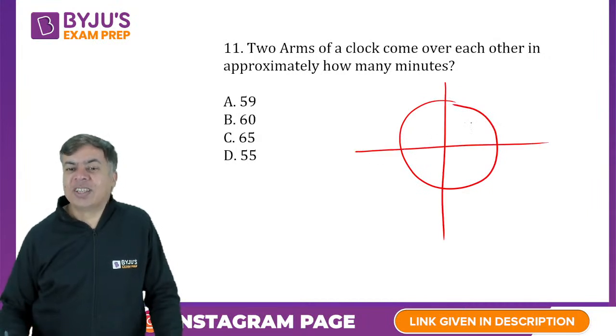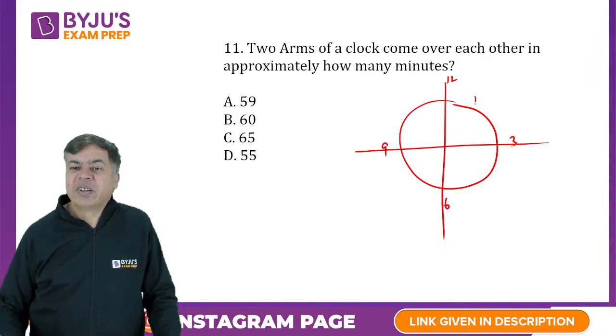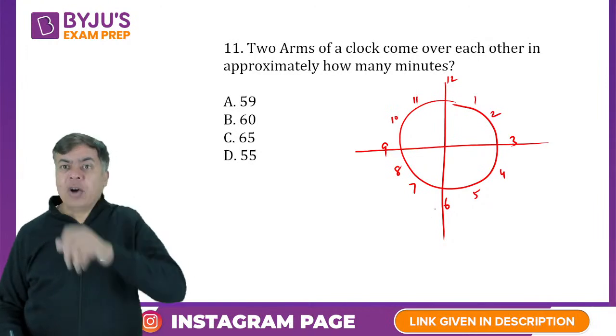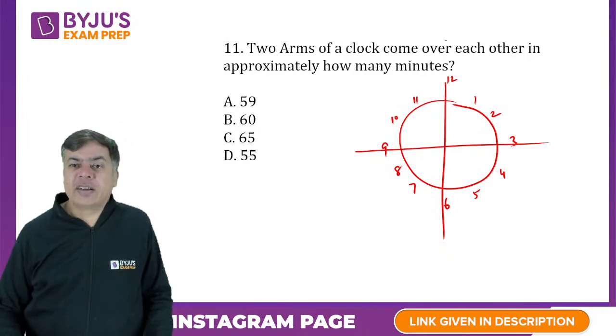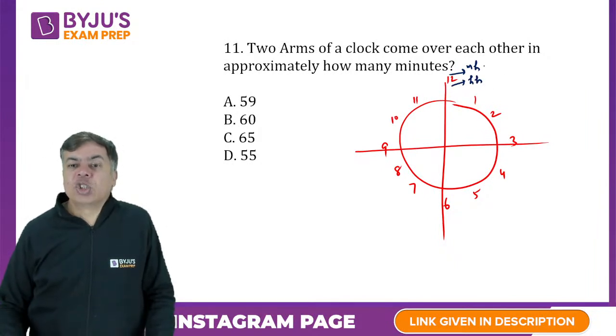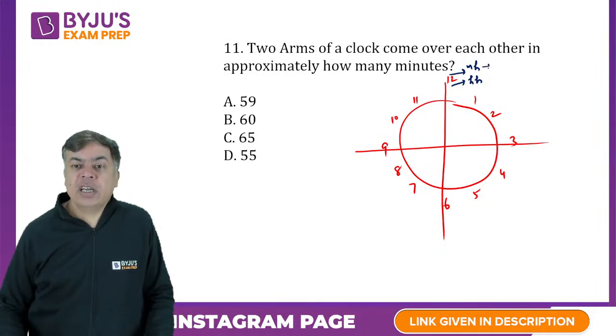Just draw this only: 12, 3, 6, 9. It would be something like this. This is your clock. Now what happens? There are two runners, the minute hand and hour hand, running this race. The minute hand takes 60 minutes to complete one round.